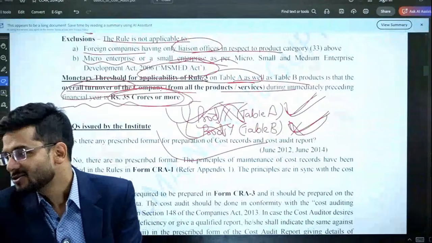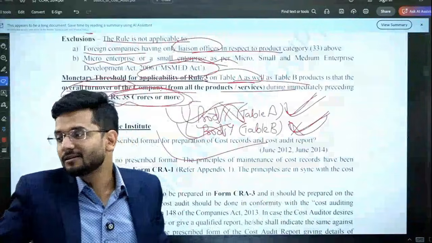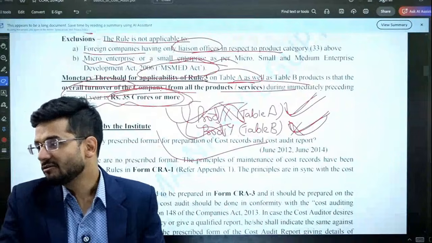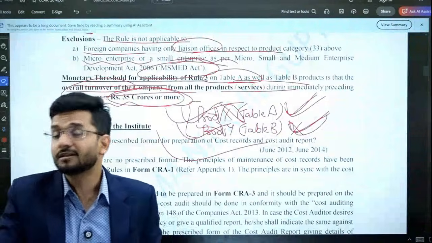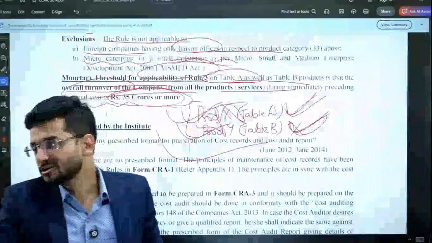Yes, in circumstance of not meeting threshold of respective table. No, there is no threshold of respective table. That's the whole point. Ajay is saying yes in the circumstance of not meeting threshold for respective table, but the catch is that respective table threshold is not there in cost records. It is there in cost audit, not in cost records.